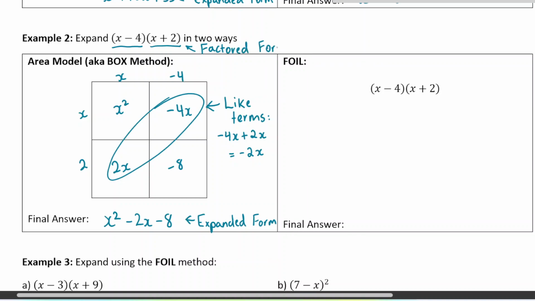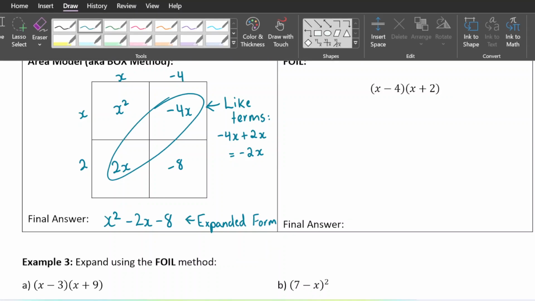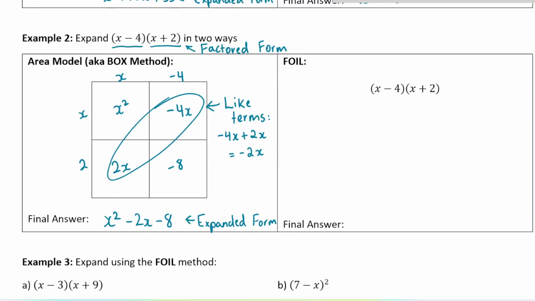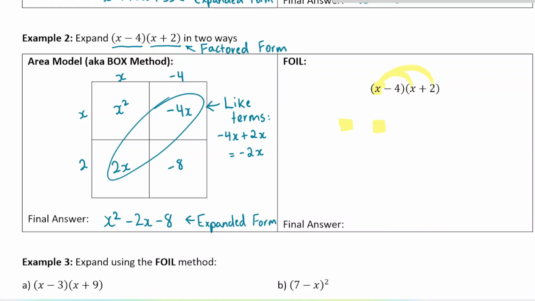And next lesson, we're going to be going in the opposite direction, just to give you a little bit of a preview. Okay, and again, here's the FOIL method. I like to use my colors for this, just so you can see what gets multiplied. Actually, I don't like the blue. It doesn't show up that well. I'll start with yellow. So this first term, the x, gets multiplied with both terms in the second bracket. So we're going to get 2 different results.